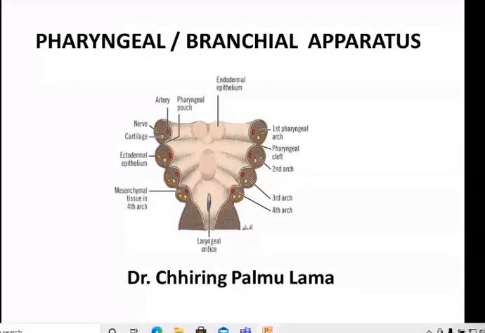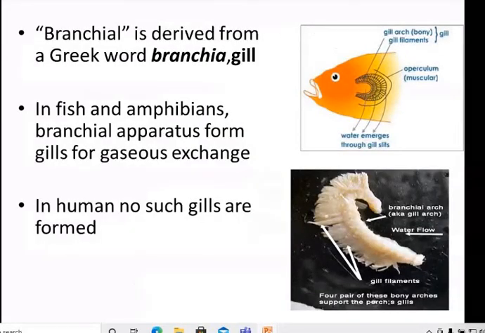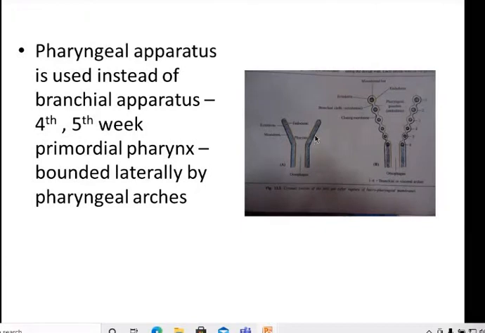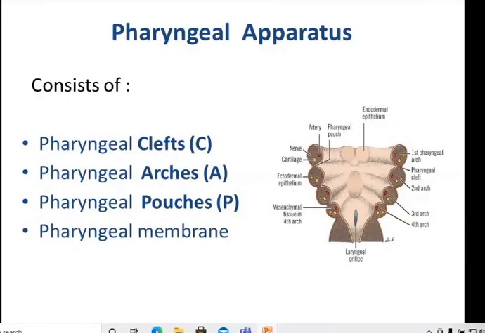This is important, right? The pharyngeal apparatus or the branchial apparatus is important. They start to form during the fourth week, near the pharynx. Why is it known as branchial? In fish and amphibians they give rise to gills, which help in gaseous exchange, but in humans no such structures or functions are found.